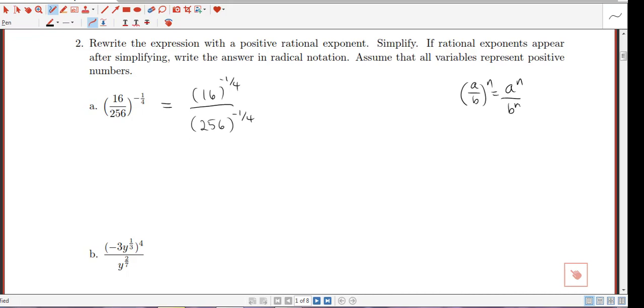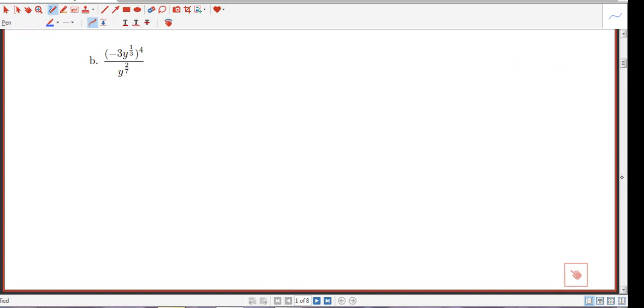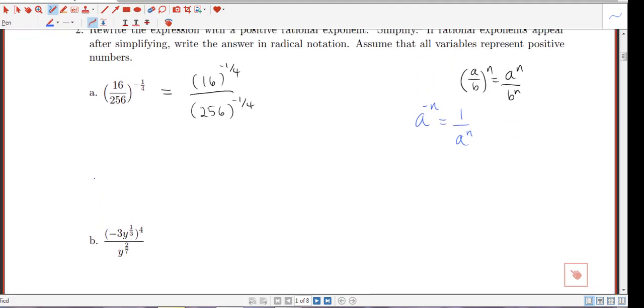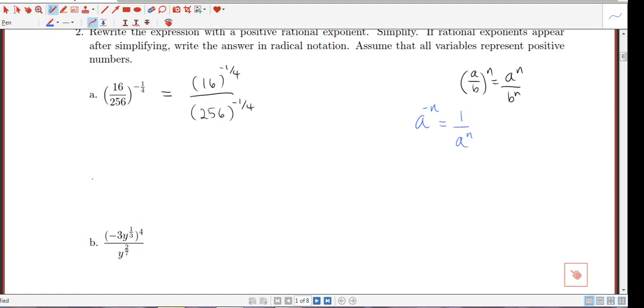Now, notice that 16 is in the numerator with the negative exponent. We don't want the negative exponent. So let's talk about this a little bit. If I have a to the negative n, how do I make that into a positive? You flip the a and then attach the positive exponent on the a. So with that said, if I have 16 to the negative 1/4, do you see that 16 is going to go on the bottom with the positive exponent of 1/4? So what we're going to get here is 16 to the positive 1/4 on the bottom.